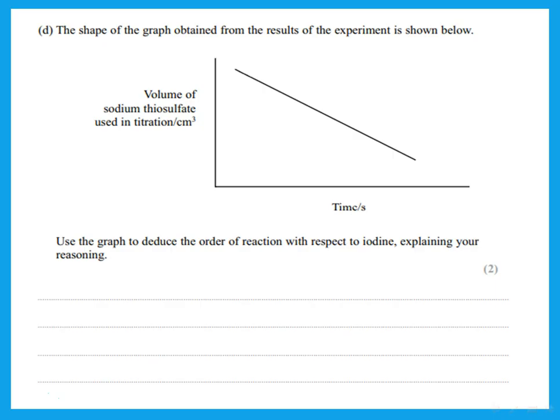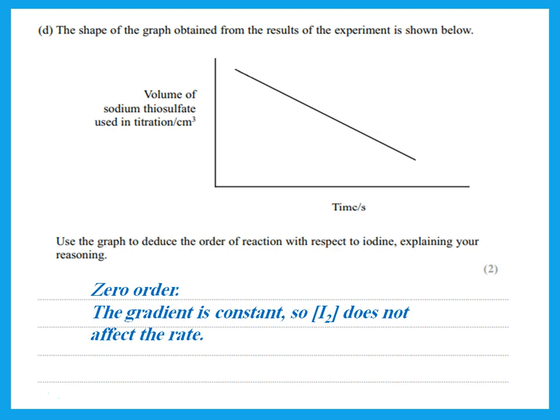The shape of the graph obtained from the results of the experiment is shown below. Use the graph to deduce the order of reaction with respect to iodine. So if this is the graph that we get, that means that the reaction with respect to iodine is zero order because the gradient is constant. So the concentration of iodine does not affect the rate.